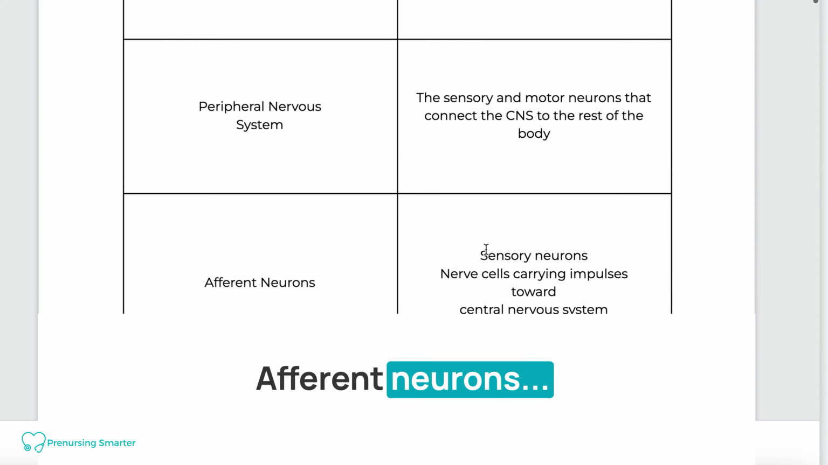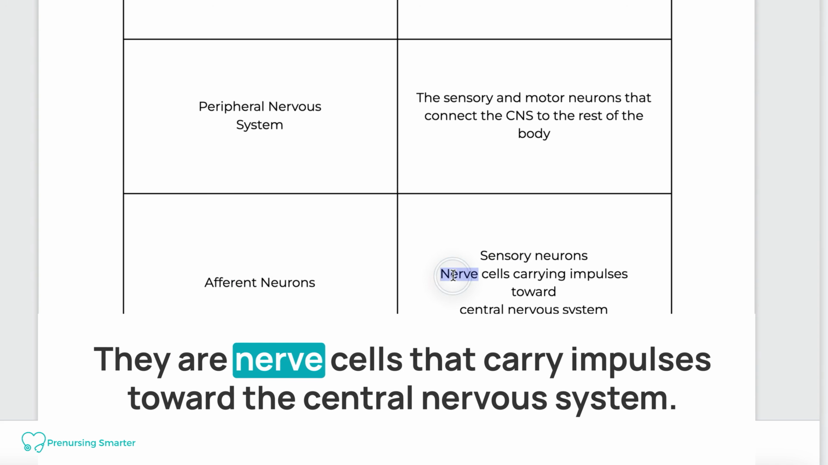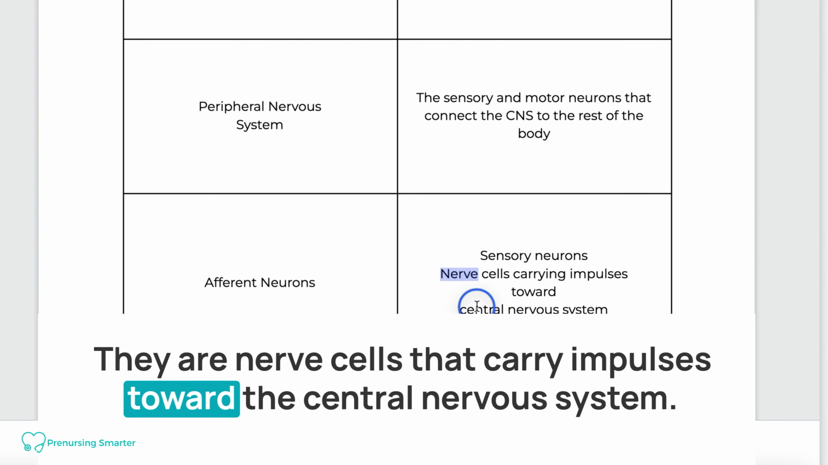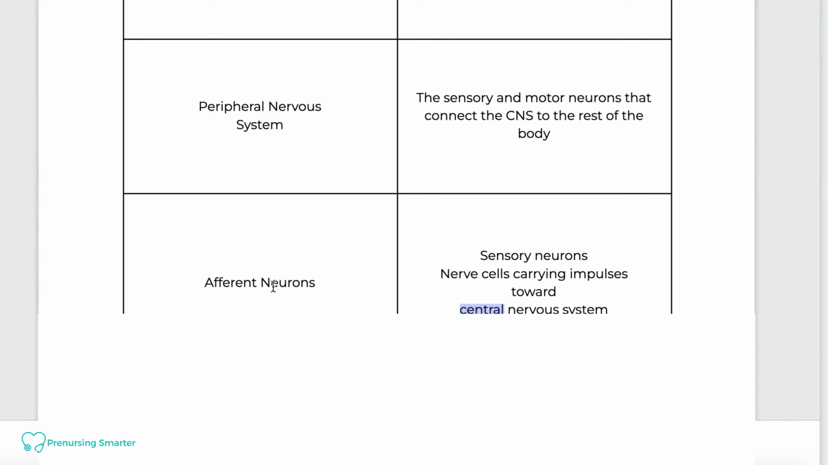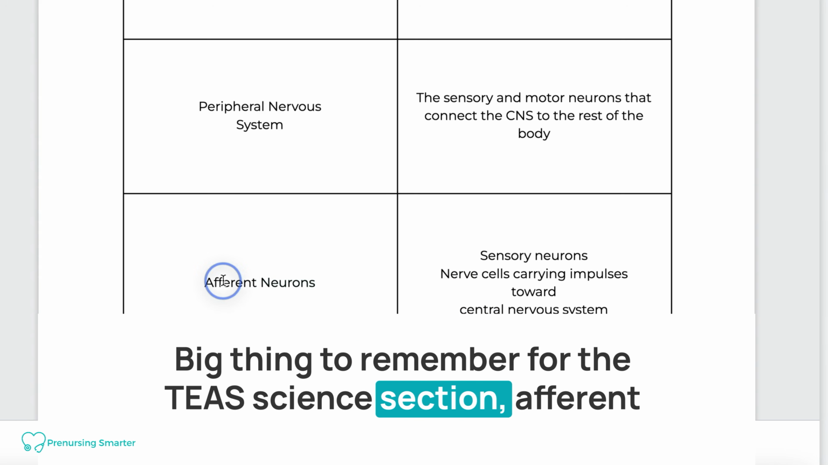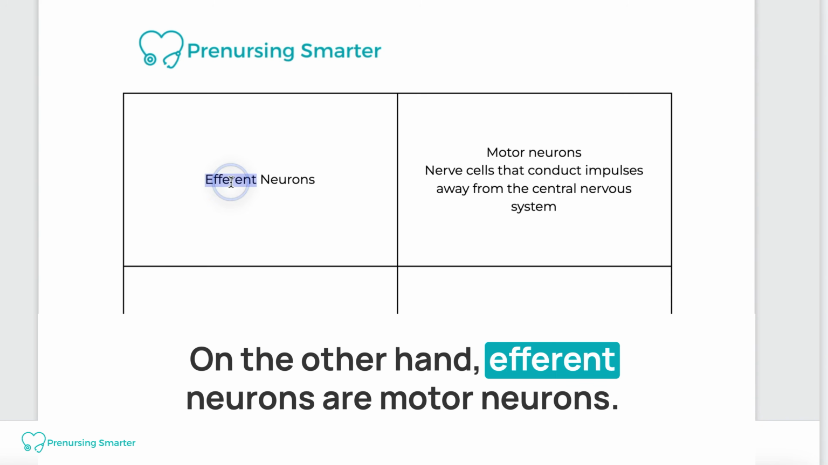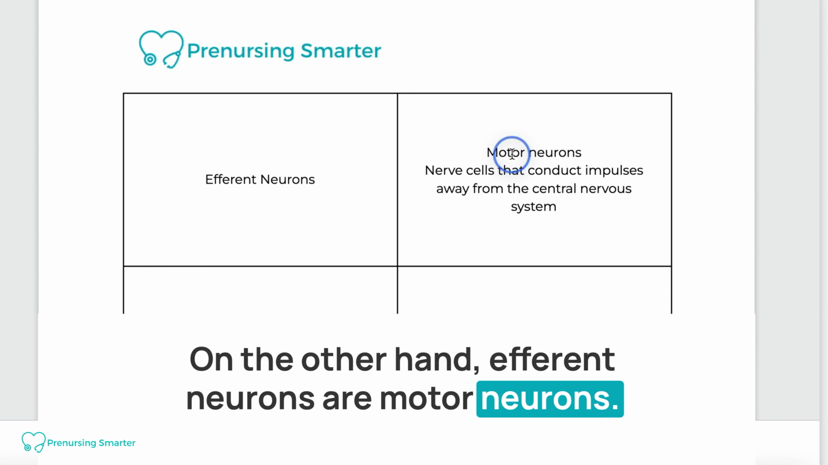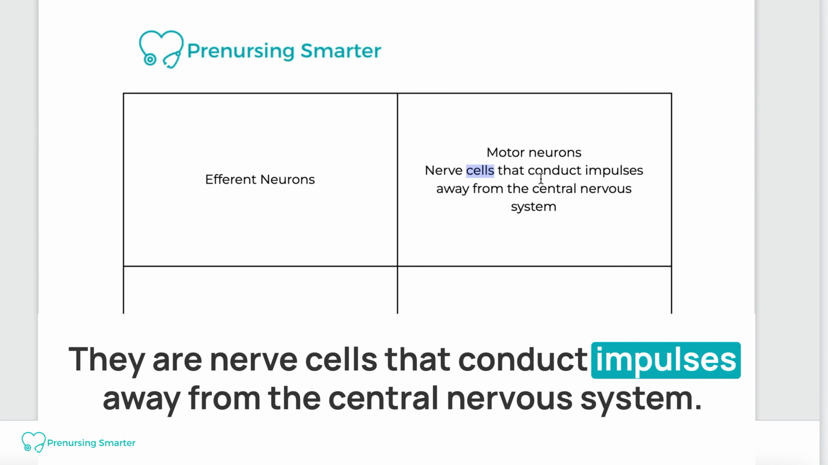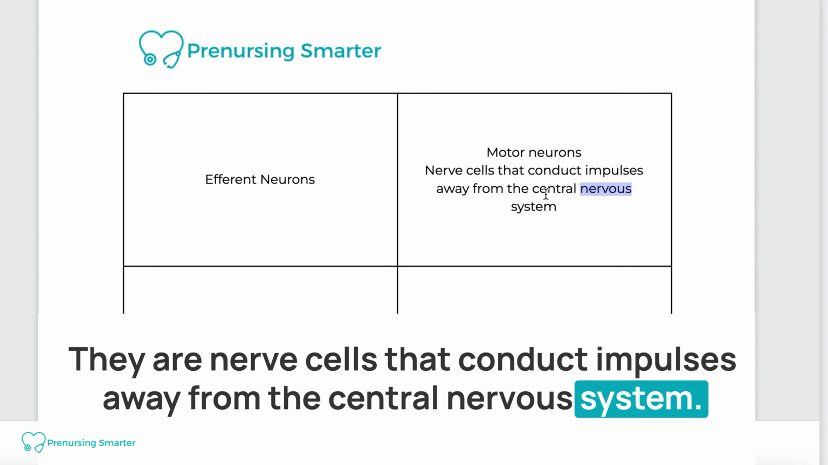Afferent neurons are sensory neurons. They are nerve cells that carry impulses toward the central nervous system. Big thing to remember for the TEAS Science section, afferent neurons are sensory neurons. On the other hand, efferent neurons are motor neurons. They are nerve cells that conduct impulses away from the central nervous system.